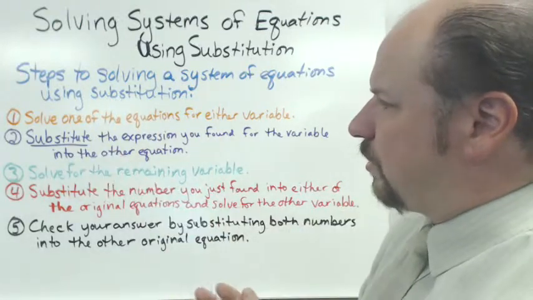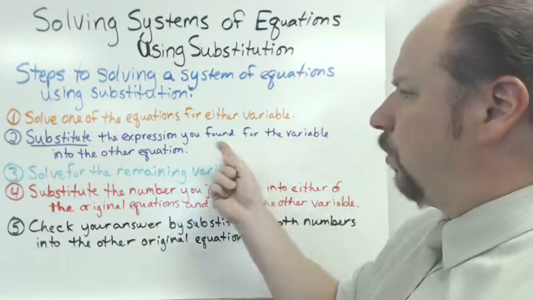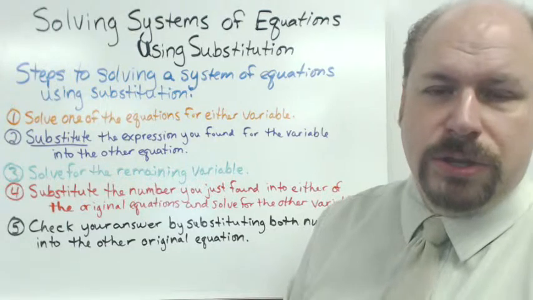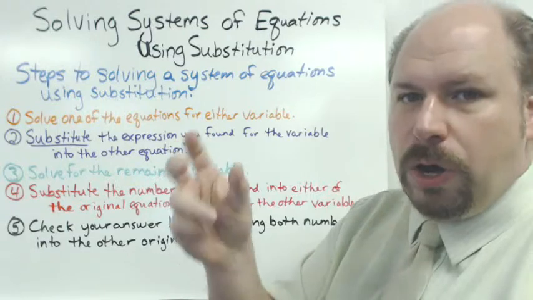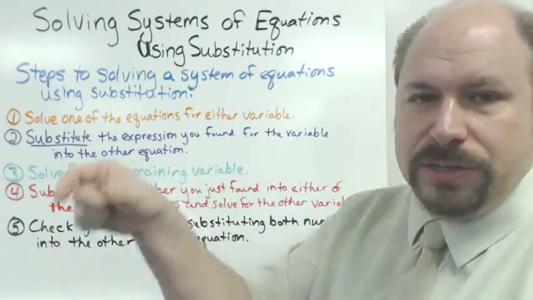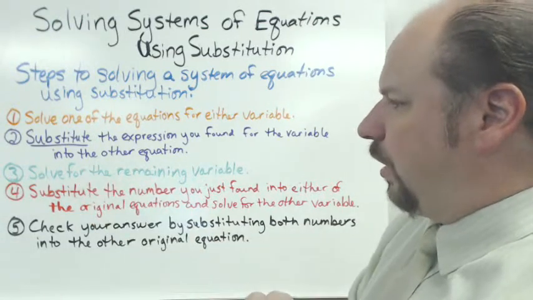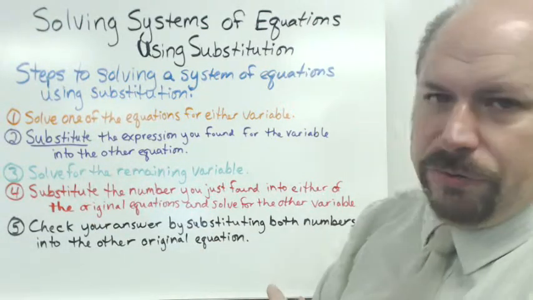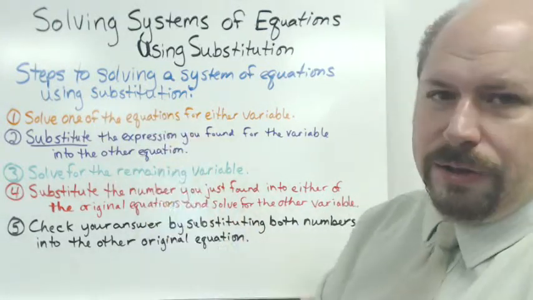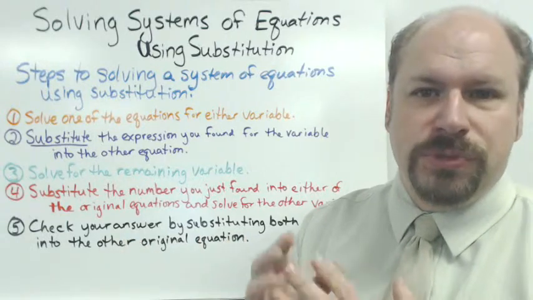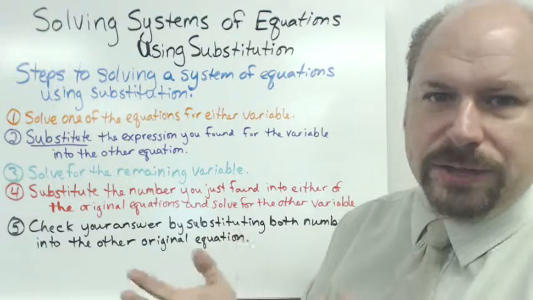The second step then is to substitute the expression that you found for the variable into the other equation. So let's say you solved it for y equals something. You take whatever that something is and put it in for y in the other equation. The next step is to solve for the remaining variable. If you solved for y and plugged it in, you're going to have an equation in terms of just x, so you need to solve for that x.